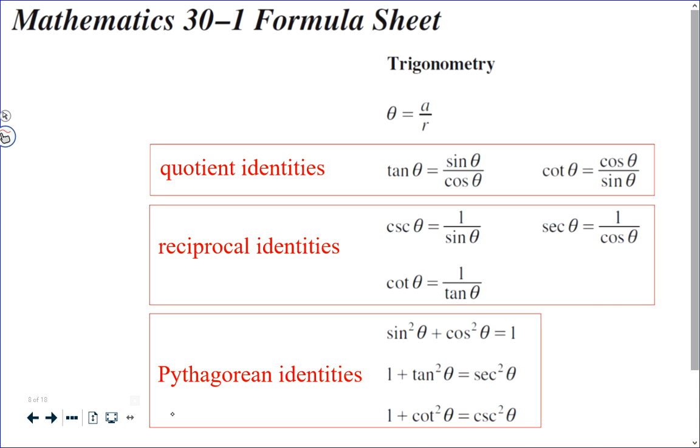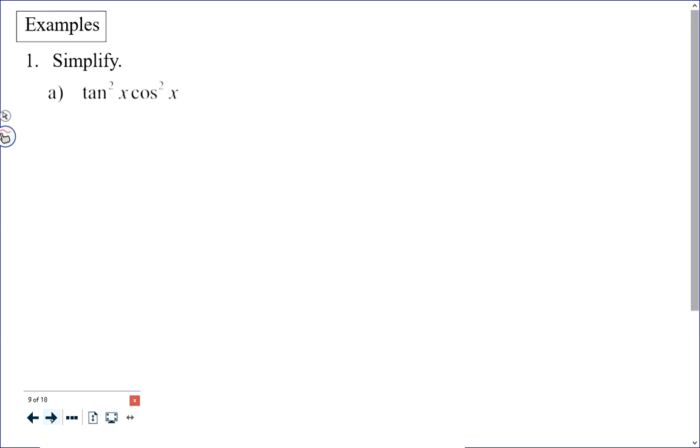On your formula sheet, these are the identities and where they are in relation to each other. So there's the quotient identities, the reciprocal identities, the Pythagorean identities, and you can see above it our arc length formula, which we've already learned about. All right, let's take a look at some examples.